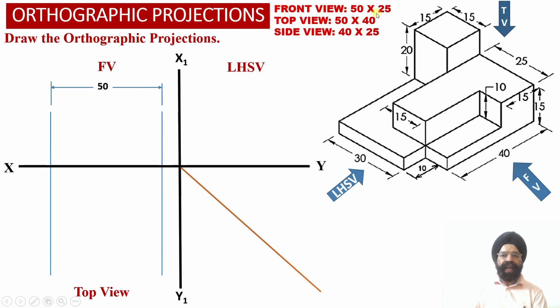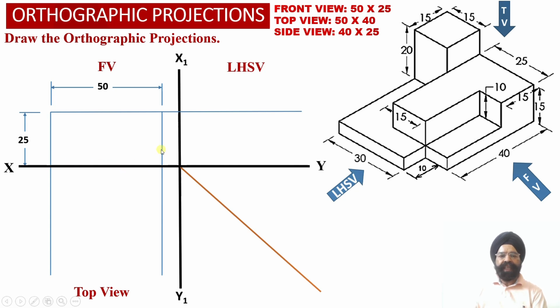And now we also know that this solid has a height equal to 25 millimeter. So now we have to draw a horizontal projector line at a distance of 25 millimeter above the XY reference line, and this horizontal projector line we have once again appropriately extended into the left hand side view projections over here, because in the left hand side view projections we are again going to require the height of the solid equal to 25 millimeter.